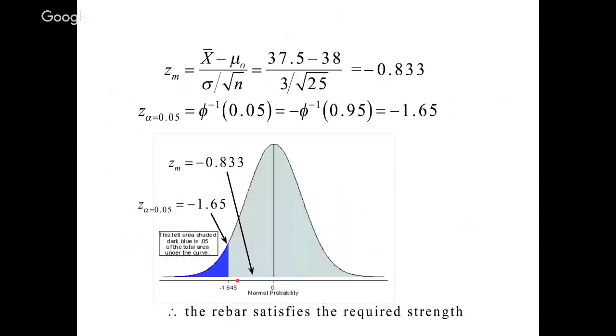Okay, so we calculated that Z statistic at minus 0.833. We have the critical value equal to minus 1.645. And so now we just compare those two, and we can see that our calculated value, or measured value, of the Z statistic falls within the region where we're going to accept the null hypothesis. So that implies that in this example, the rebar satisfies the required strength. So we would not reject the lot.